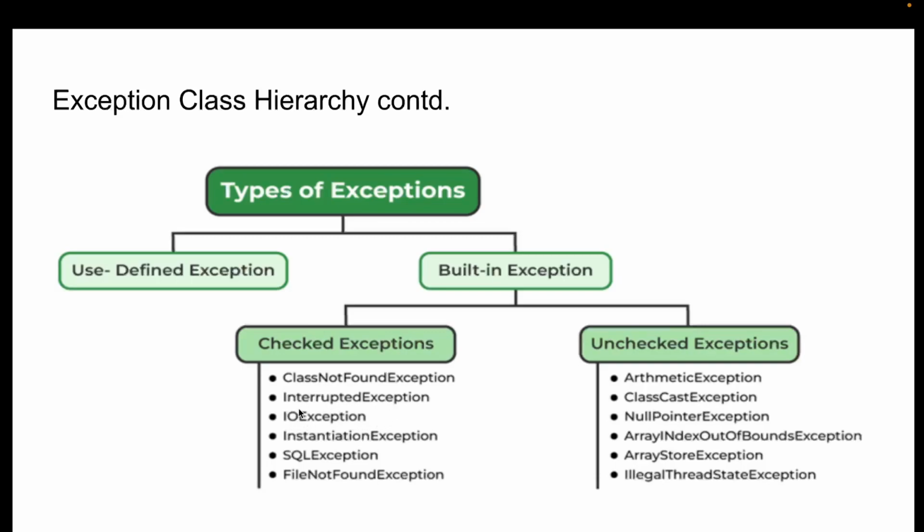Then this IO exception. IO exception generally is something related to input output related exceptions. These are exceptions you will get while reading the contents of a file, writing contents in a file. Basically, file related operations and those kinds of operations, you will get this input output exception.